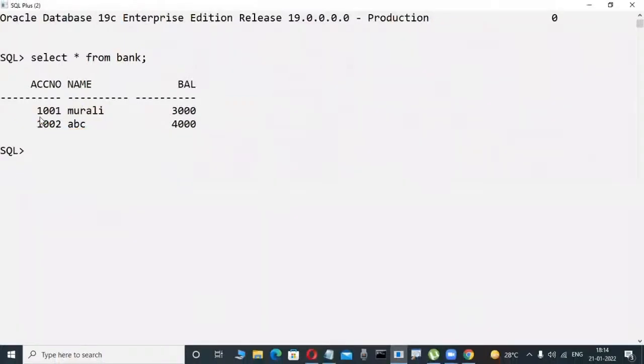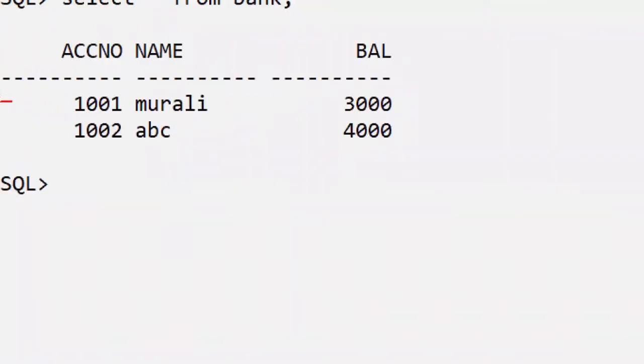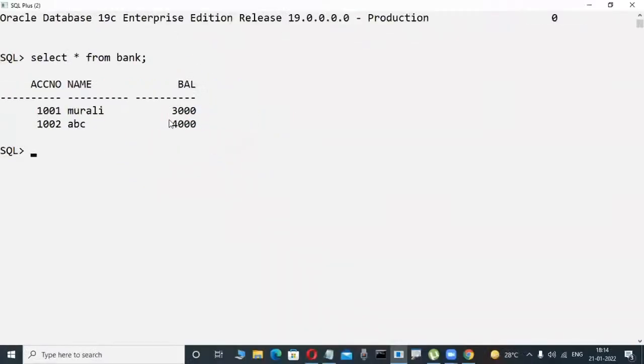Suppose this data, observe it here for 1 minute. 1001 is an account number. My name is Murali. I'm an account holder. My balance is how much? Yes, 3000. Observe here, my balance is 3000, for example. Now check out the scenario. Slowly observe it here.